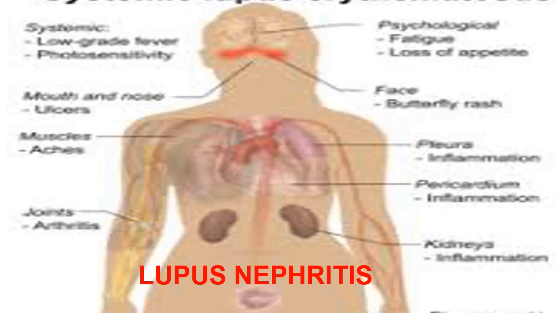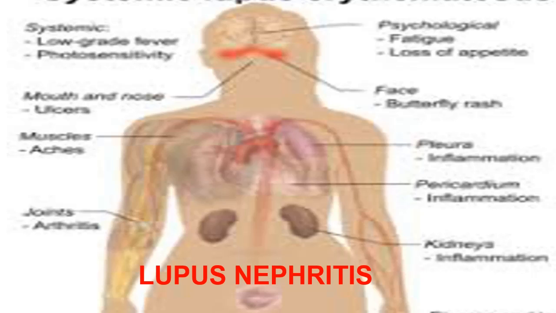Systemic lupus erythematosus is a disease that can affect persons of all ages and ethnic groups and both sexes, but more than 90% of new patients presenting with SLE are women in the childbearing years. SLE is a disease that affects multiple organ systems.